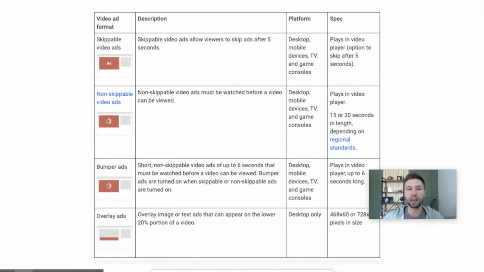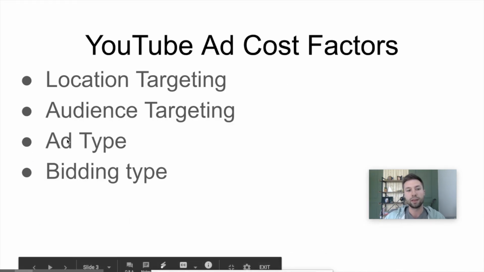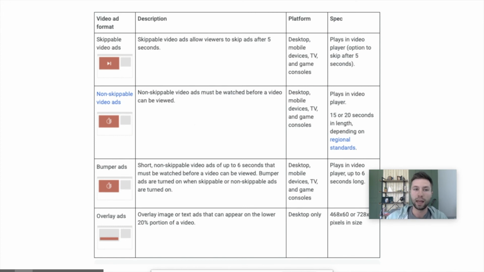Now, the last thing that can affect the ads, as we talked about, we went through the audience targeting, the ads, and now I want to talk about the ad type. Inside of YouTube, there are many different ad types, and this is taken directly from Google's website. The first one is skippable ads. Skippable ads are the ones you've probably seen the most. They're the most common. After 5 seconds, you get the option to skip the ad, just as it explains. And that's the first ad type.